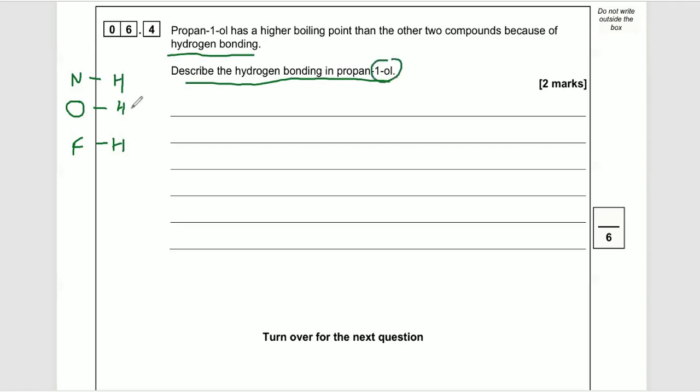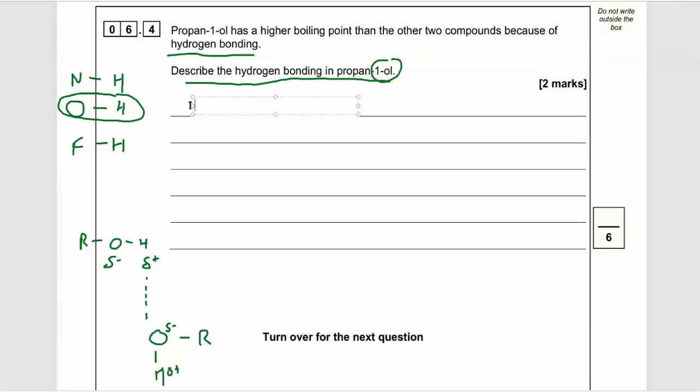So you can have hydrogen bonding if you contain a hydrogen atom which is bonded to either oxygen, fluorine, or nitrogen. Hydrogen to fluorine hydrogen bonding is the strongest, then hydrogen to oxygen, then hydrogen to nitrogen, like you find in amino acids or proteins. Well, propan-1-ol contains the O-H bond. And you just need to describe what a hydrogen bond is here.